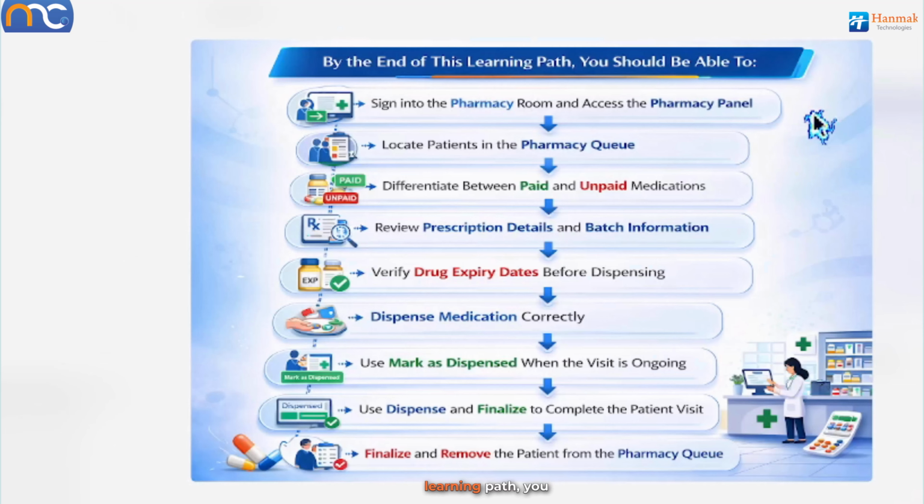By the end of this learning path, you should be able to sign into the pharmacy room and access the pharmacy panel. Locate patients in the pharmacy queue. Differentiate between paid and unpaid medications. Review prescription details and batch information. Verify drug expiry dates before dispensing. Dispense medication correctly. Use mark as dispensed when the visit is ongoing. Use dispense and finalize to complete the patient visit. Finalize and remove the patient from the pharmacy queue.